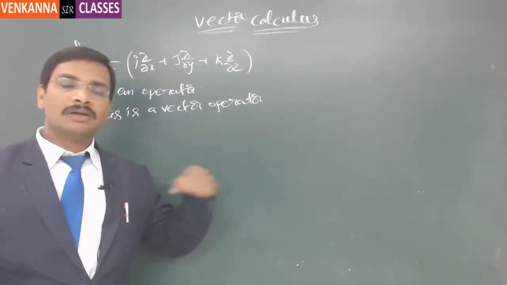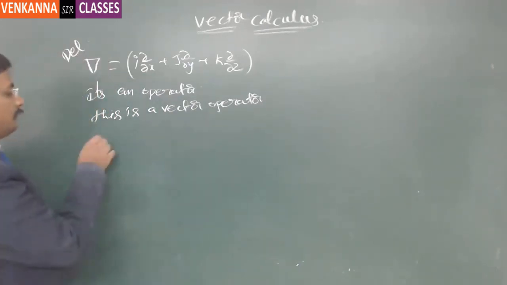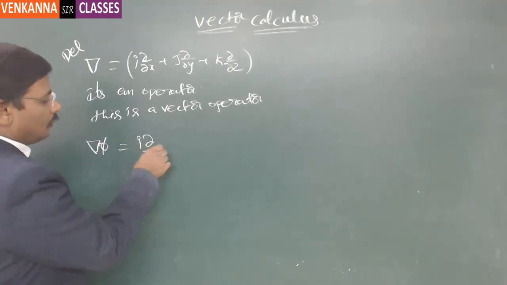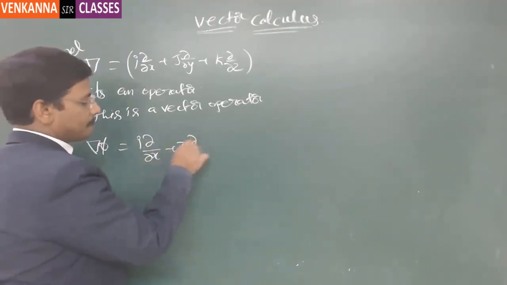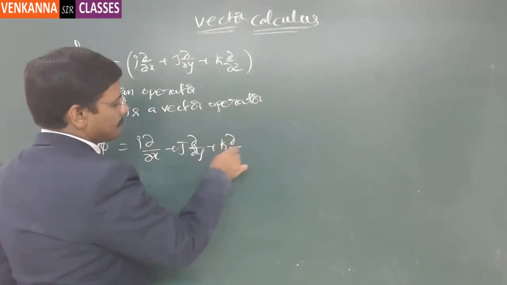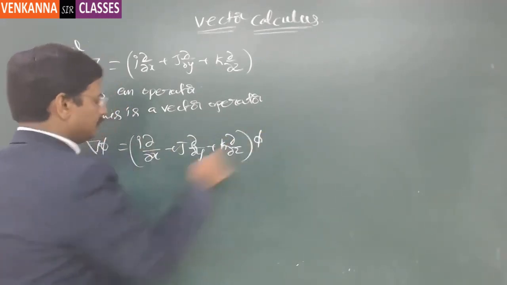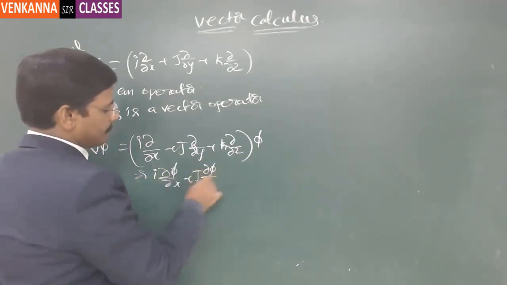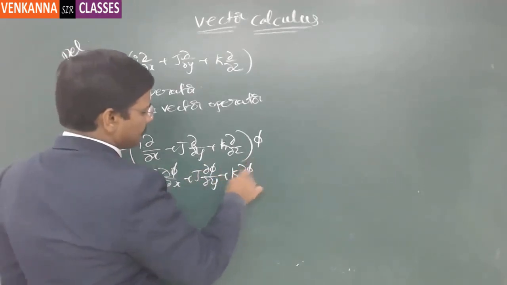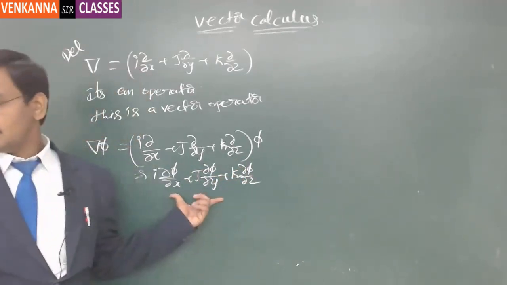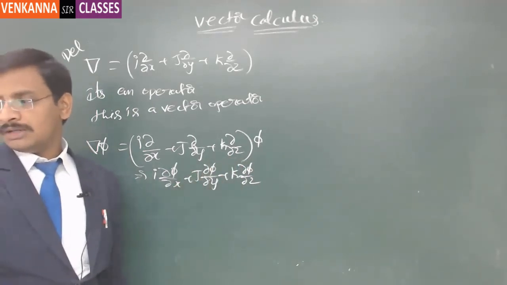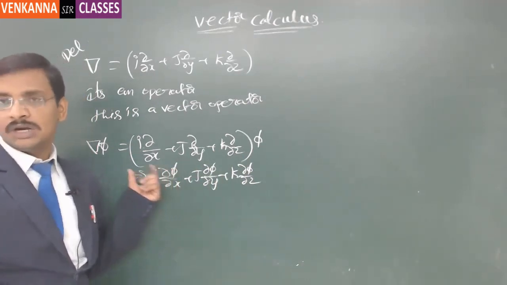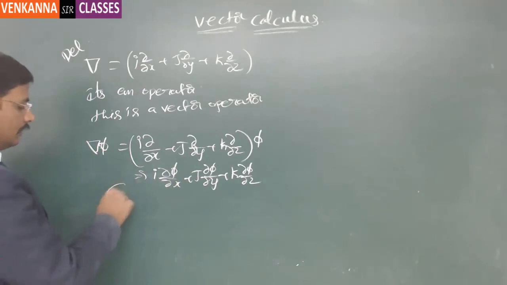Now it can be operated on a scalar as well. For example, del phi, where phi is a function of x, y, z. Now i dou by dou x plus j dou by dou y plus k dou by dou z is operated on the function phi. So this is i dou phi by dou x plus j dou phi by dou y plus k dou phi by dou z. So a scalar became a vector now, right? To convert a scalar to a vector, this is how you put it. So del phi is called the gradient.